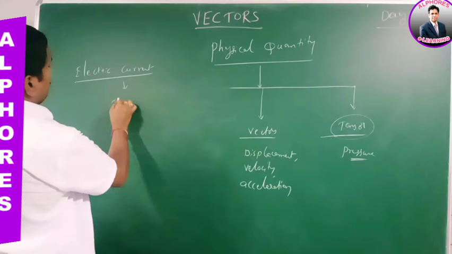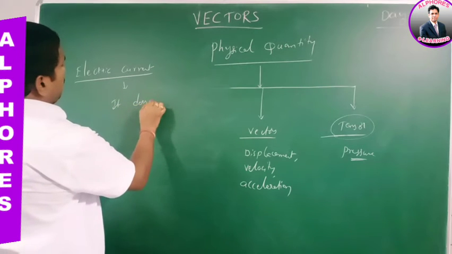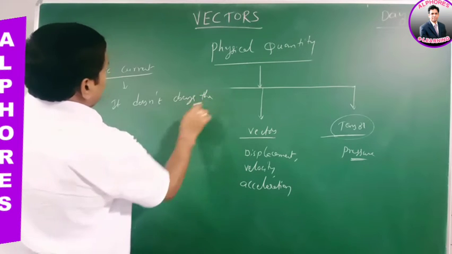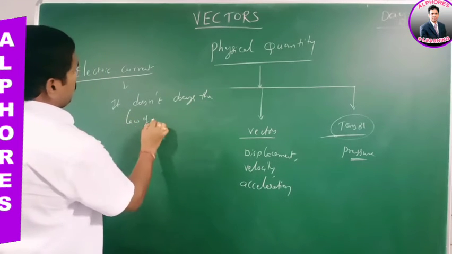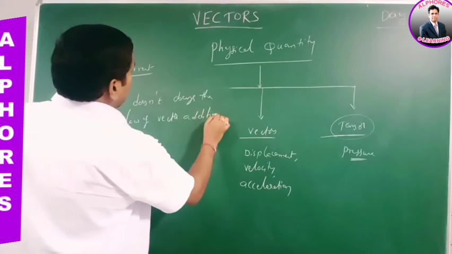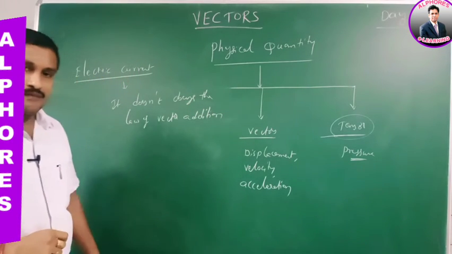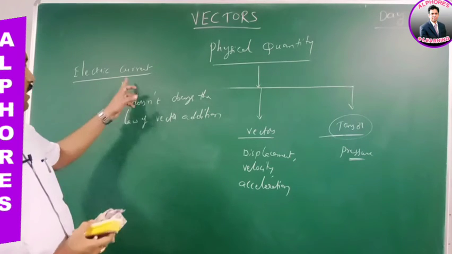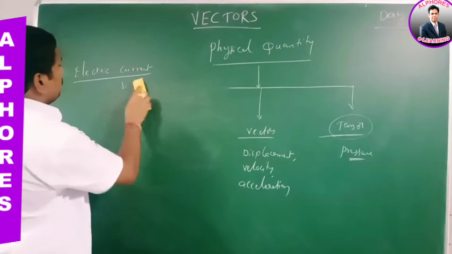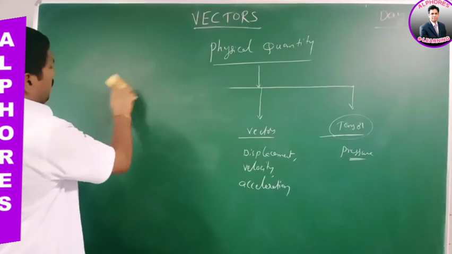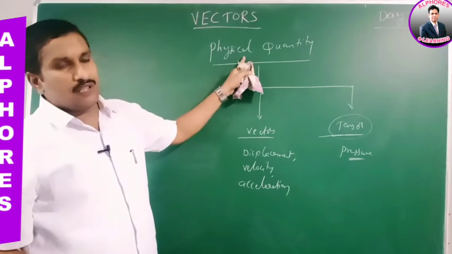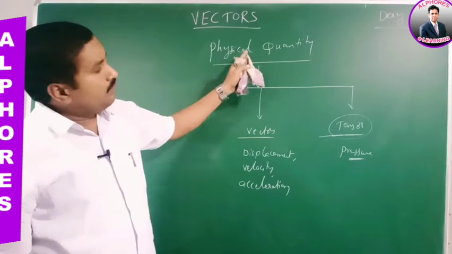Means it doesn't obey the law of vector addition. That means electric current is a scalar. Okay. Now, these are the examples for scalar and vector. Scalar means a physical quantity which has only magnitude but no direction, and it doesn't follow vector addition.